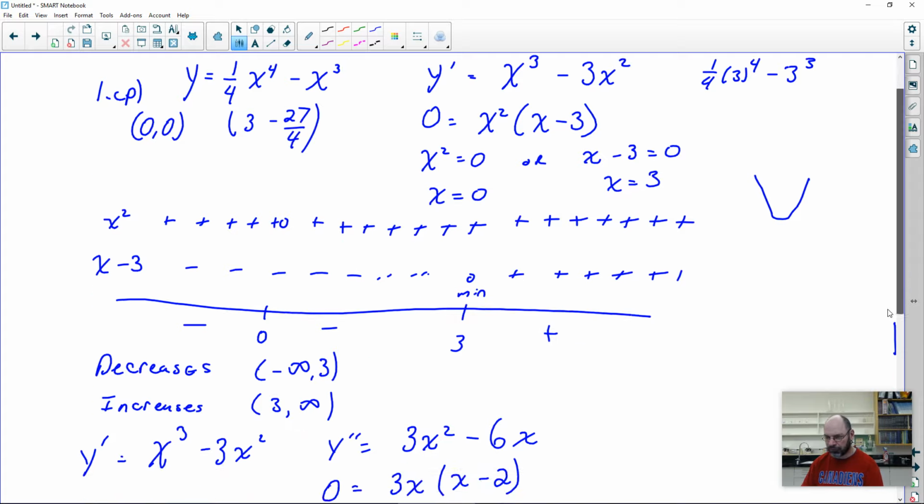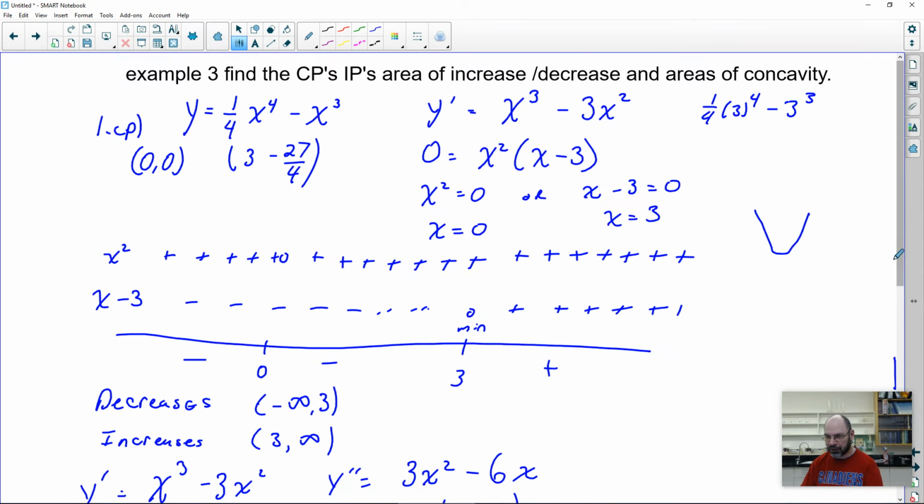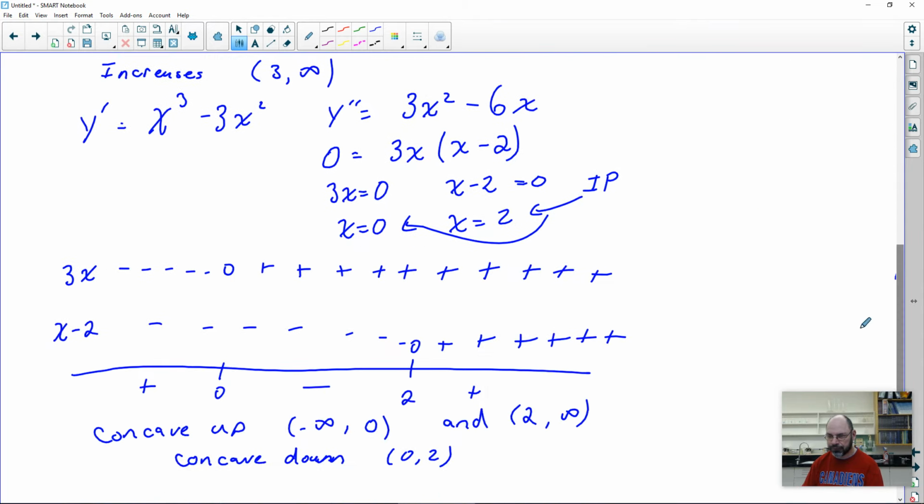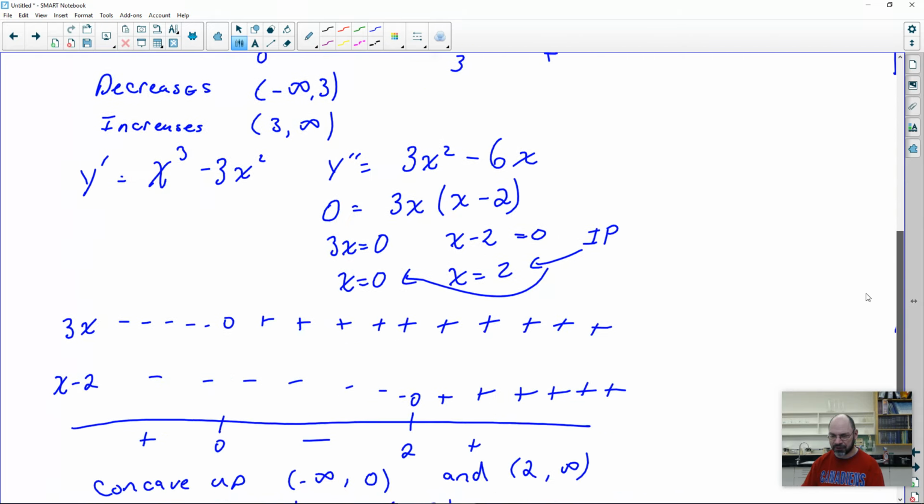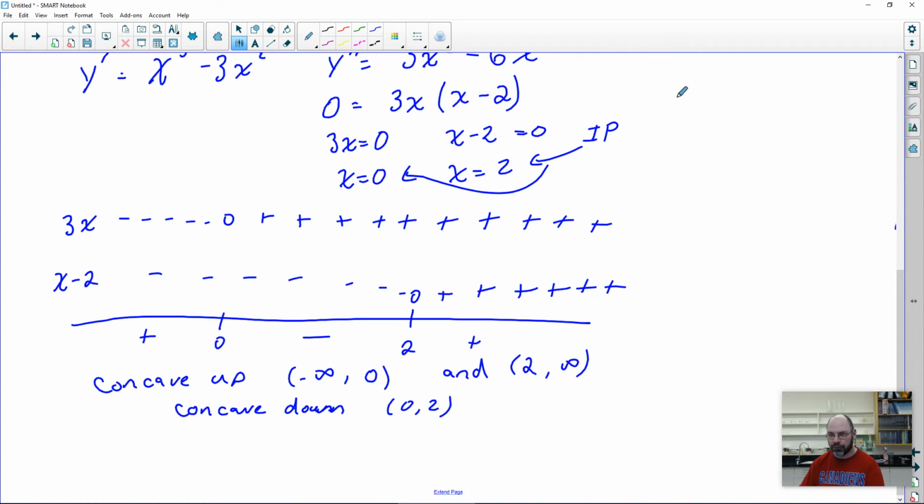Let's do our two inflection points. Okay, remember, you have to plug it into the original equation. So the original equation, that's 1/4 x to the 4th minus x cubed. So let's write it here. Okay, so if I want this one at 0, you know what? That 0, 0 is an inflection point. It is also a critical point, but it's also an inflection point. So critical points can be inflection points as well.